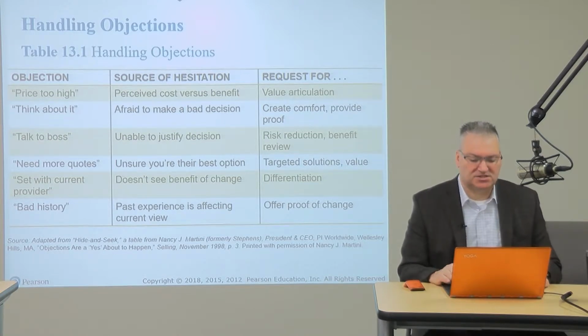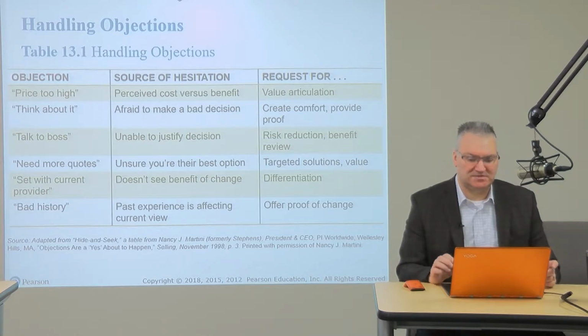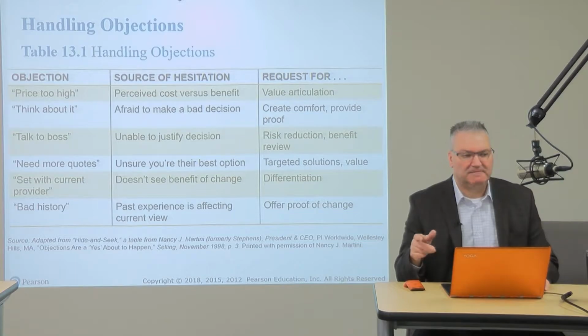So your request is to create comfort. You want to create comfort, provide proof. If they want to talk to the boss, they're unable to justify their decision. So this comes down to risk reduction and benefit review. Remember that when you're selling into companies, you're selling more into safety. So what I mean by that is people are looking for, when they make a purchase or a decision, they want to make sure it's a safe decision. They don't want to be held accountable for something that was a bad decision. So that's why a lot of times you'll see this. I got to think about it. I got to talk to the boss, because they want to make sure they don't make a bad decision.